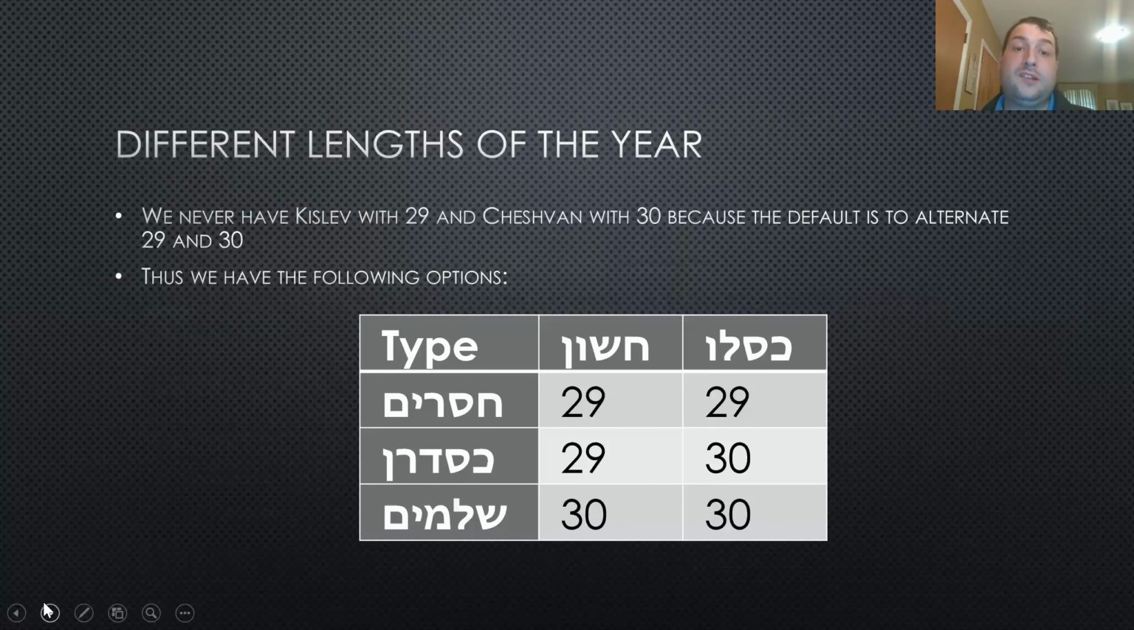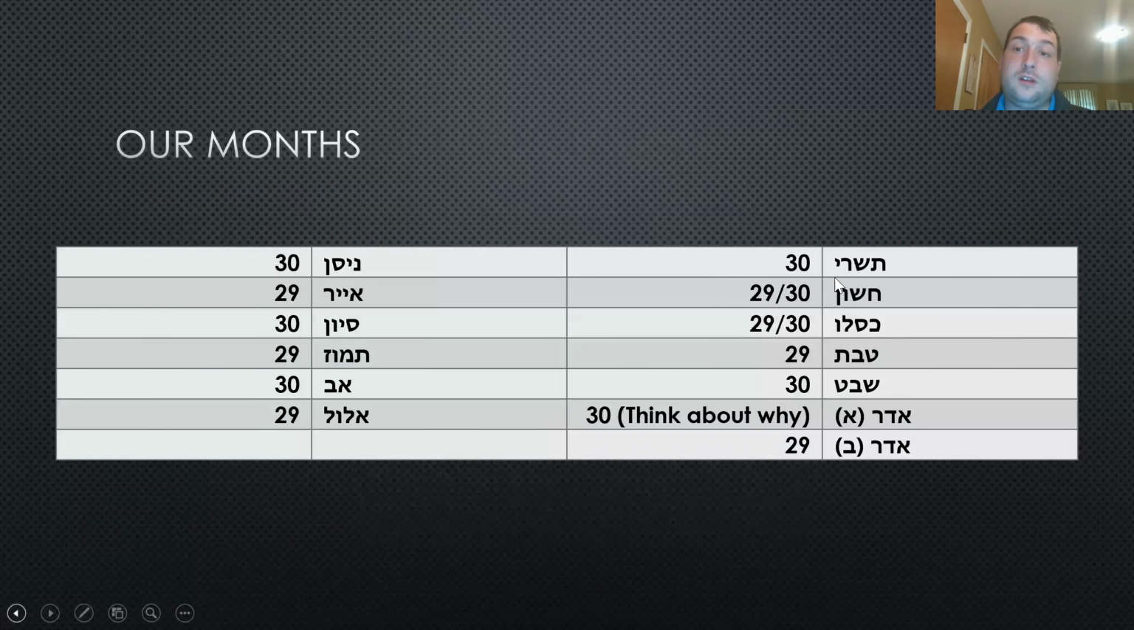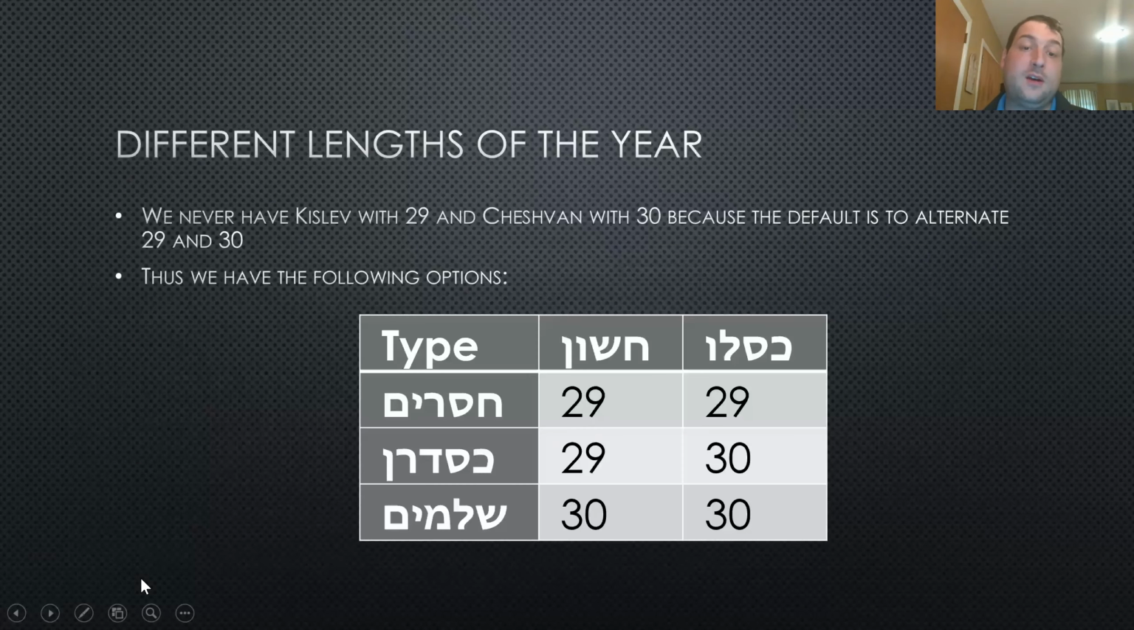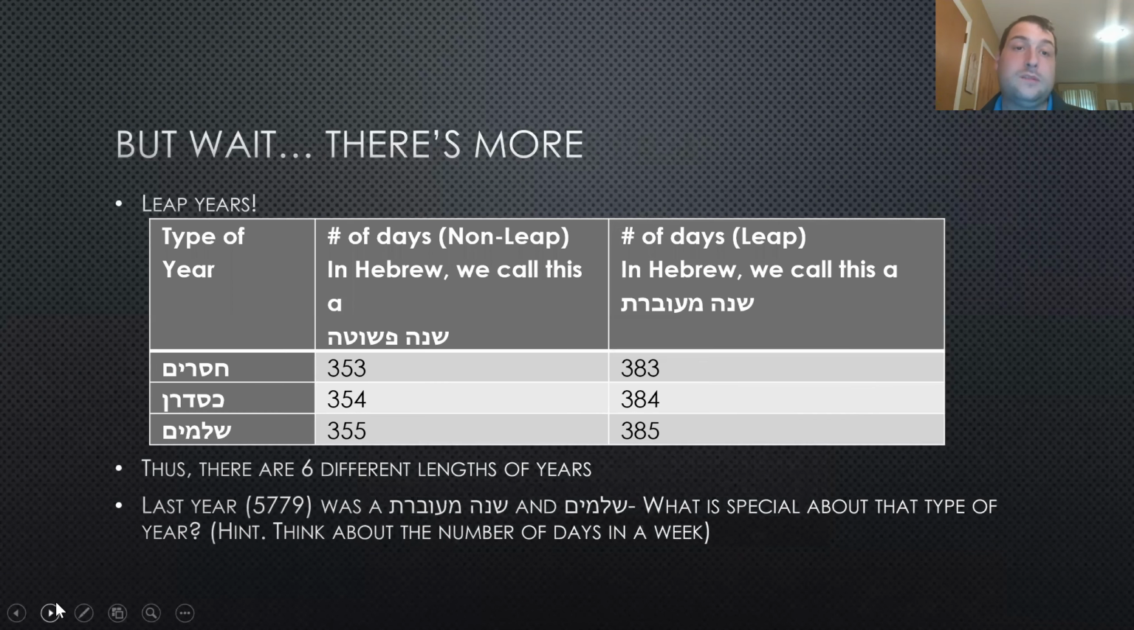So we talked about Chaserim, which is the years where Cheshvan and Kislev are both 29. That's a short year. We talked about Kesidran, which is, if you go back, alternating months. So Cheshvan would be 29 and Kislev would be 30. That's as if it should be. And Shlemim, where both of them are 30. This year was a Shlemim year. Both Cheshvan and Kislev were 30 days.